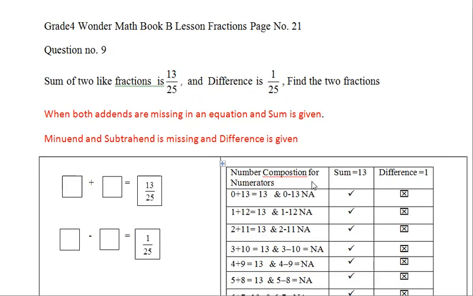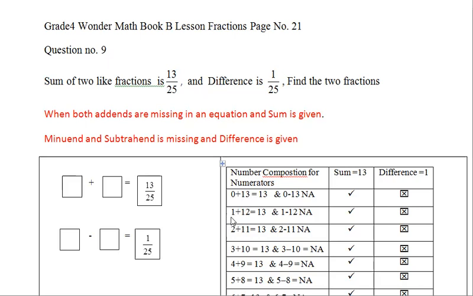Number composition for numerators: if we want the sum as 13, I'm trying first 0 plus 13 is equal to 13. But if I take these two addends as minuend and subtrahend, then I cannot subtract 13 from 0. So this condition is not applicable for this equation, not useful for us. This condition is giving us false, so we'll move forward and think about another number.